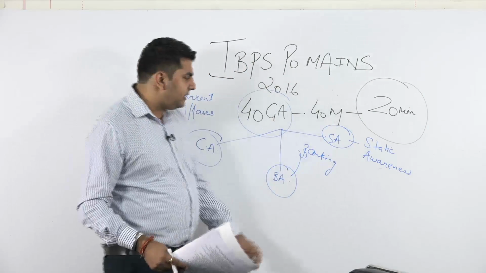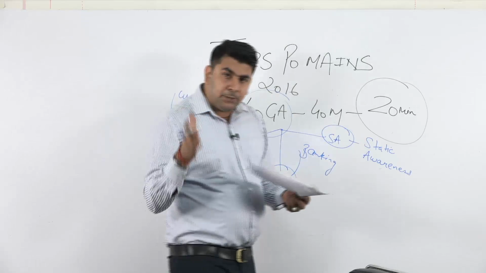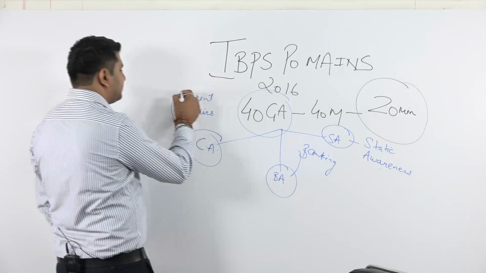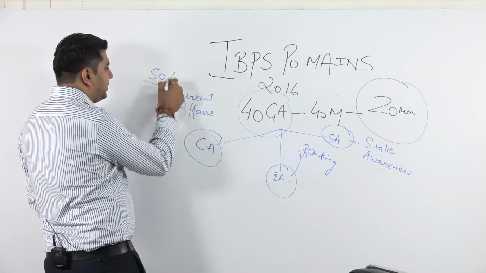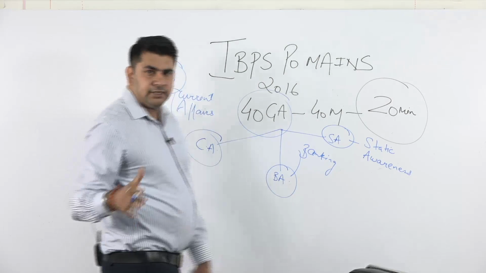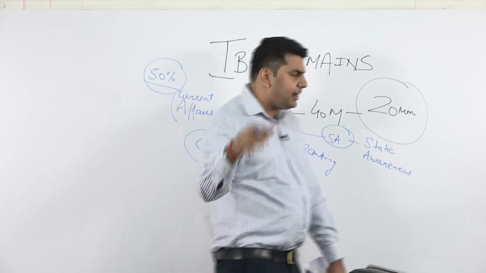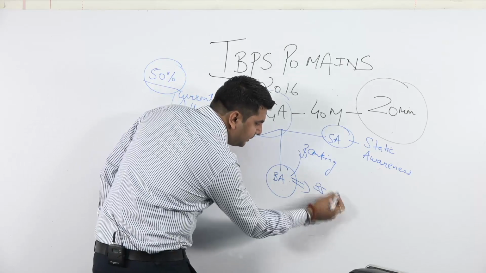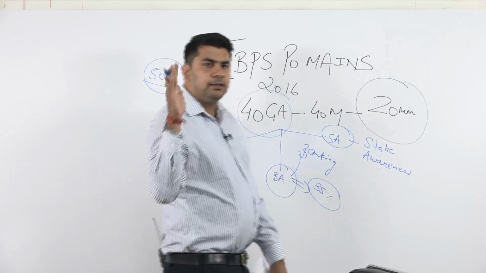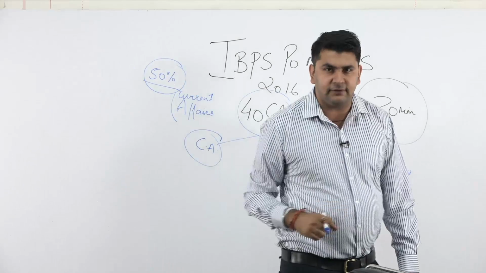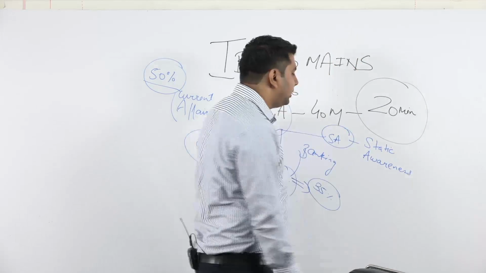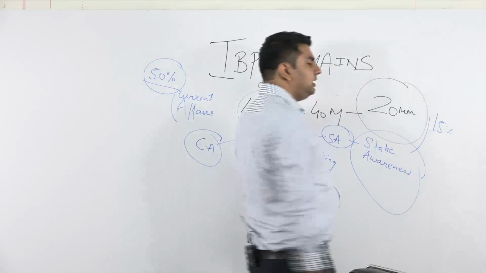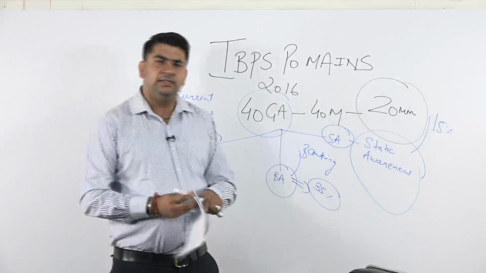You will be having current affairs, and if we come to the proportion or composition of this section, we are expecting approximately 50% from current affairs. We are expecting approximately, let's say, 35% from banking awareness, including the banking current affairs also. And the third important part is static awareness, and the remaining 15% was there from the static awareness portion.